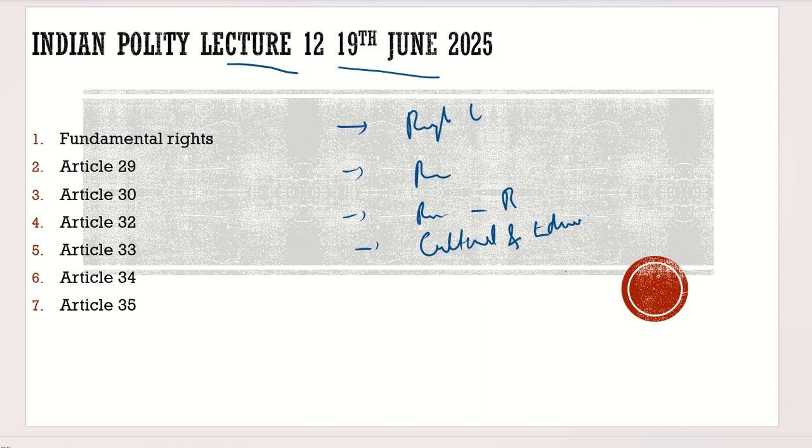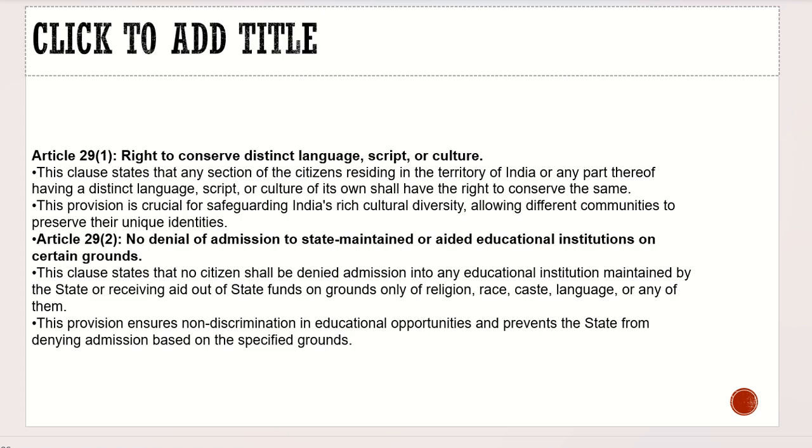So let's have a look at what Article 29 says, and then start our discussion. Article 29 has two clauses. Clause 1 says right to conserve distinct language, script or culture. The clause states that any section of the citizens residing in the territory of India or any part thereof having a distinct language, script or culture of its own shall have the right to conserve the same. This provision is crucial for safeguarding India's rich cultural diversity, allowing different communities to preserve their unique identities.